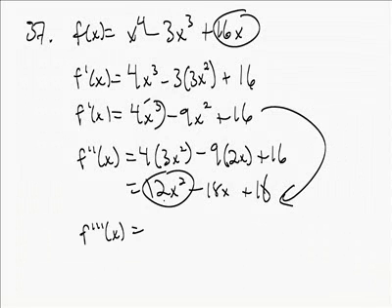Well, here we'd have, bring the 2 down times the 12, give me 24x. 2 minus 1 is 1. Minus, this is a linear portion, 18x, so it's just going to be a negative 18. This is a constant, so the derivative of that is 0. Let's go one more. How about the fourth derivative?